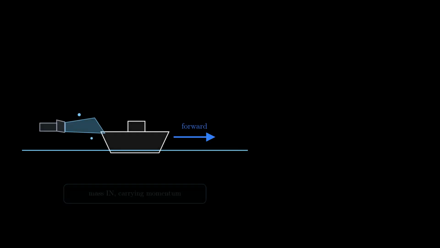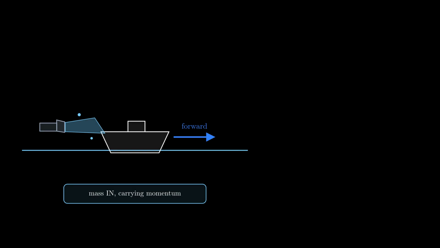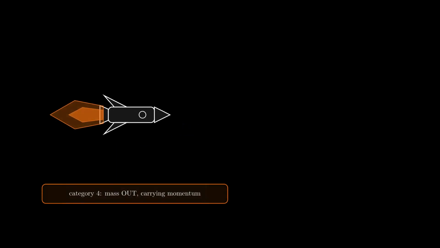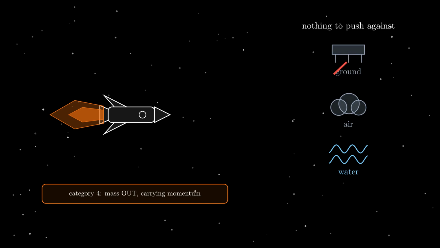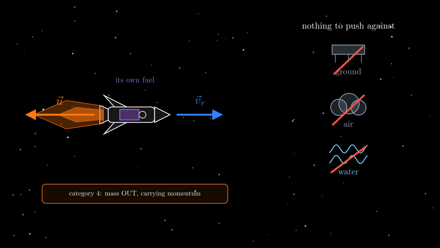Last video, a boat was driven forward by the water it caught. Mass flowed in carrying momentum. Now the same idea runs in reverse. A rocket in empty space has nothing to push against. No ground, no air, no water. Yet it accelerates. The only thing a rocket has is its own fuel, so it throws that fuel backward, hard, and the recoil drives it forward.